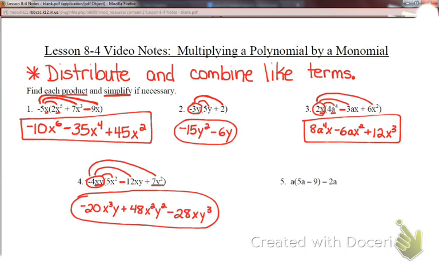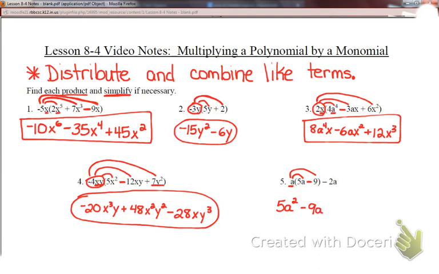And number 5. In front of the parentheses, the only thing we have is an a, so that's the only thing we're distributing. So this will be a times 5a, which is just 5a squared. And then a times a negative 9, so that's negative 9a.